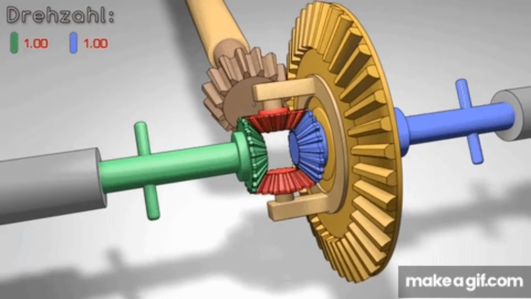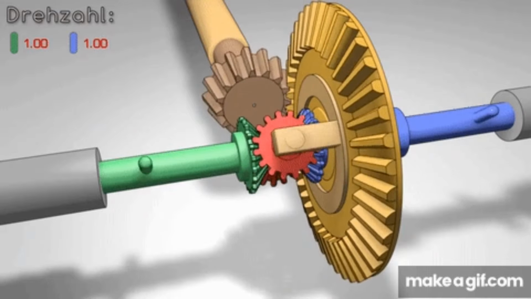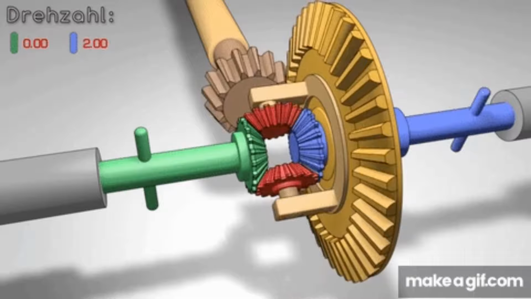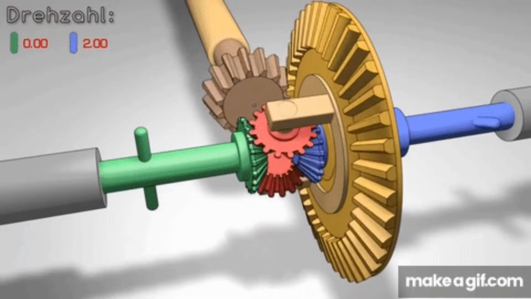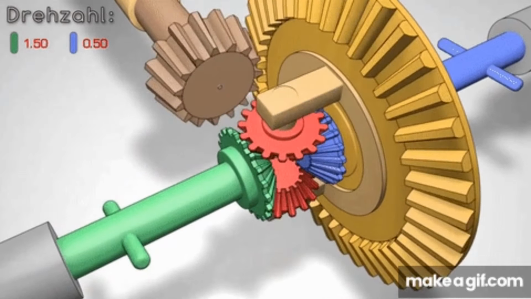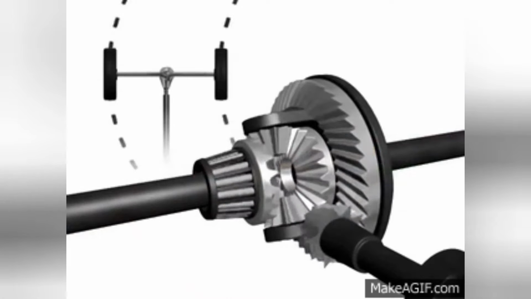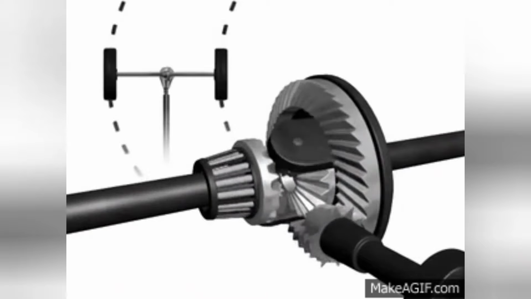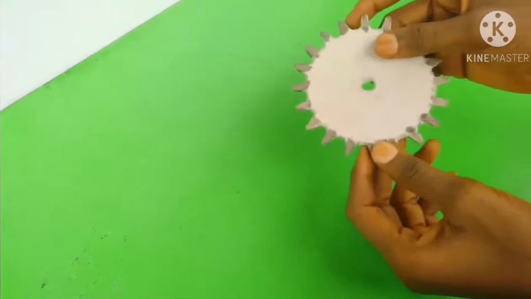A differential is a system of gears that allows different drive wheels, which are the wheels to which power is delivered from the engine, on the same axle to rotate at different speeds, such as when the car is banking at an angle. Sounds cool, right? So yeah, let's build a differential.